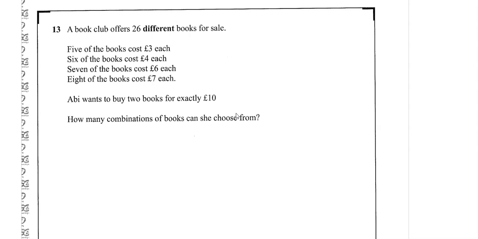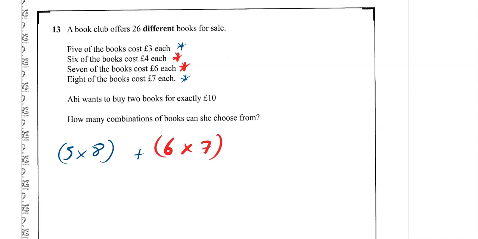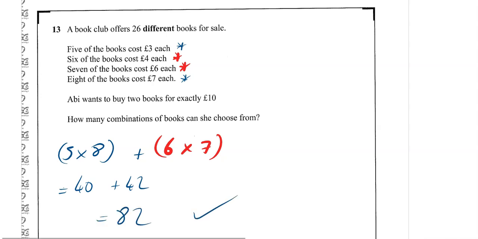Right, first of all, she can get a £3 book and a £7 book. So this one and this one will work together. And there's 5 of the £3 books and there's 8 of the £7 books. So 5 times 8. Also, I'll do this in a red colour, she could get a £4 book and a £6 book, and it would add up to 10. There's 6 of the £4 books and 7 of the £6 books. So if we do those both together, that's 40 plus 42. So there's 82 different combinations, and that should be the answer.